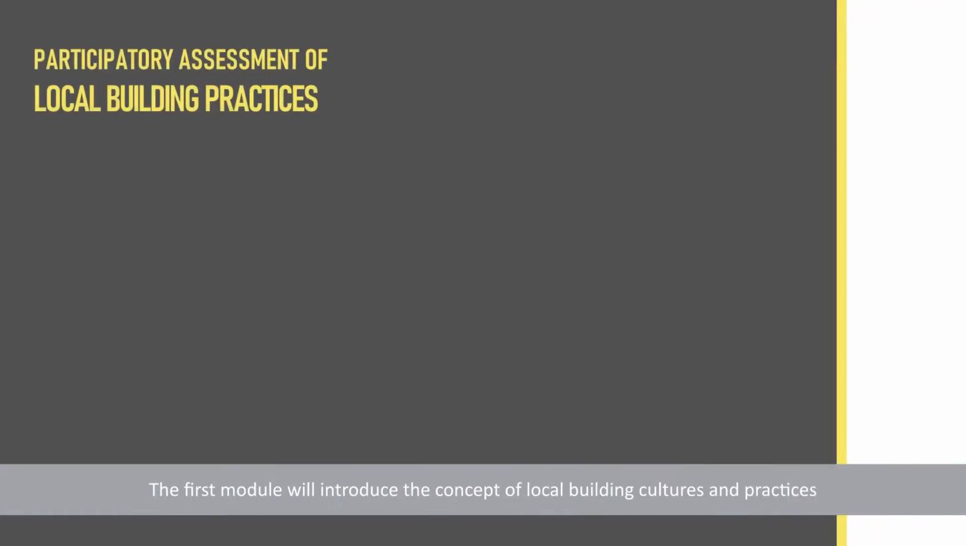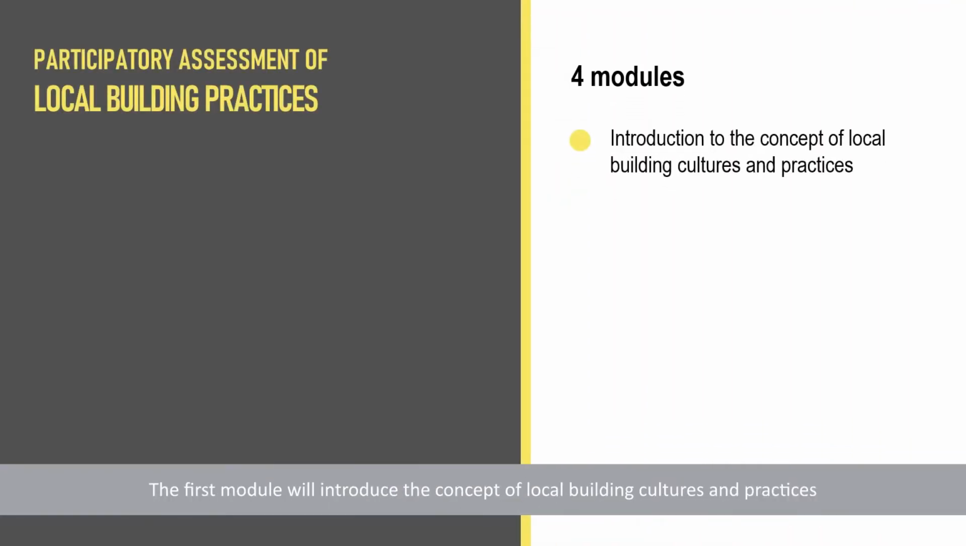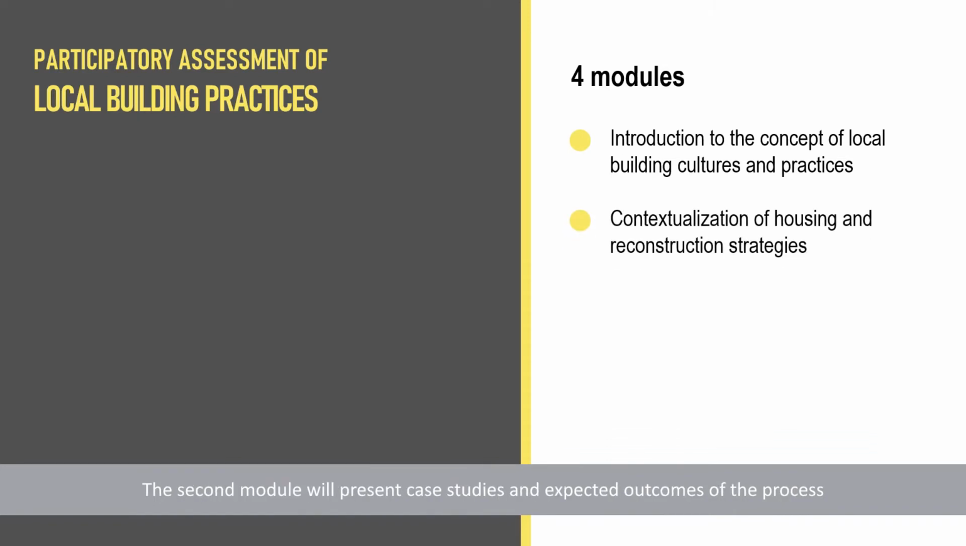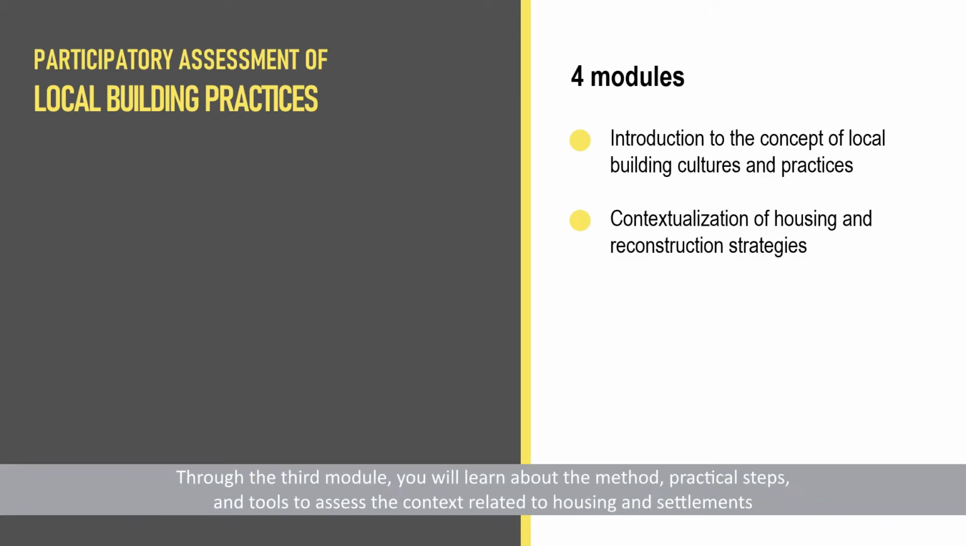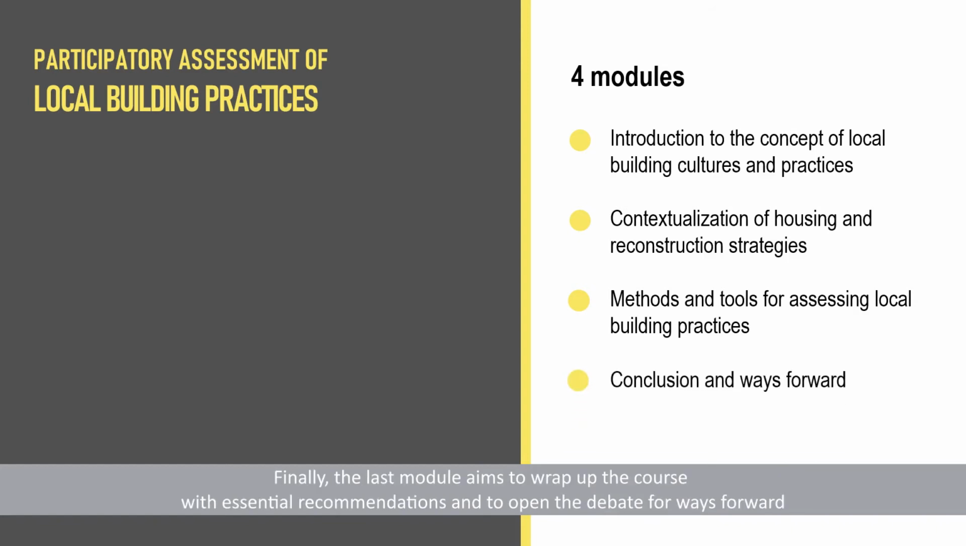The first module will introduce the concept of local building cultures and practices. The second module will present case studies and expected outcomes of the process. Through the third module, you will learn about the method, practical steps and tools to assess the context related to housing and settlements. Finally, the last module aims to wrap up the course with essential recommendations and to open the debate for ways forward.